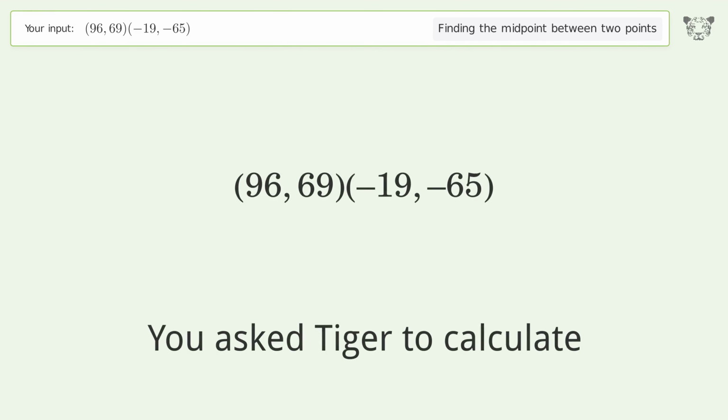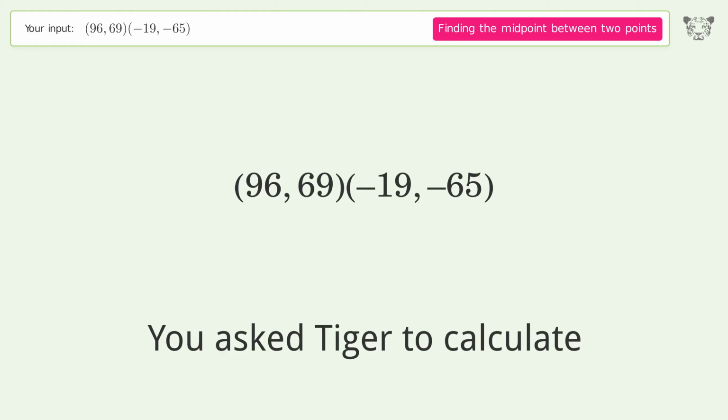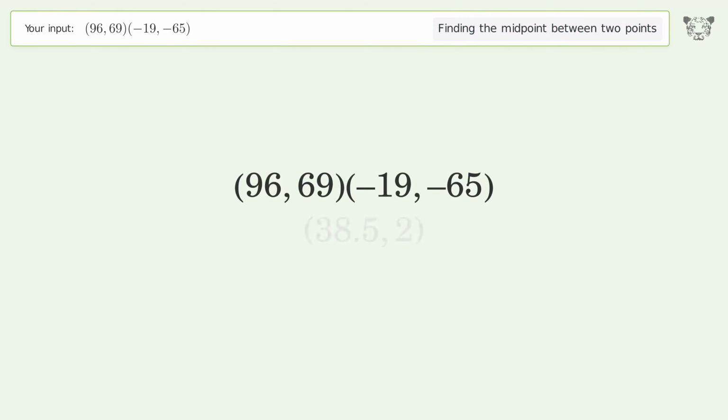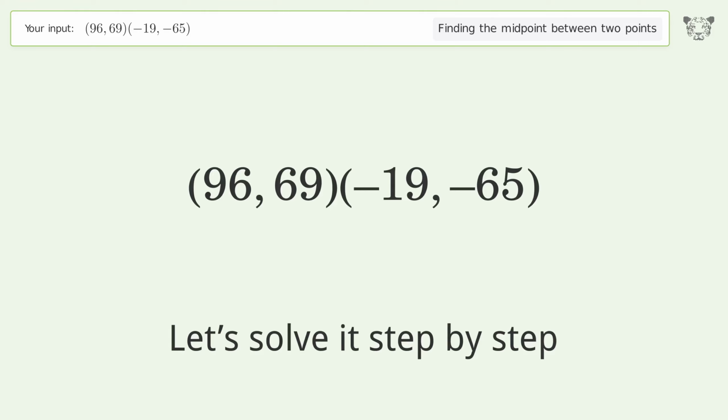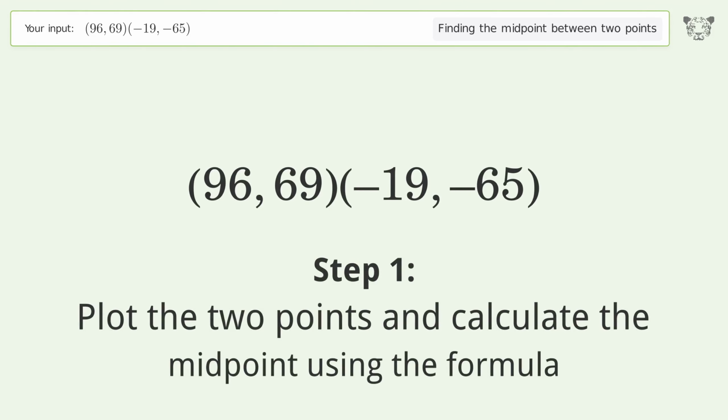You ask Tiger to calculate. This deals with finding the midpoint between 2 points. The midpoint between the 2 points is 38.52. Let's solve it step by step. Plot the 2 points and calculate the midpoint using the formula.